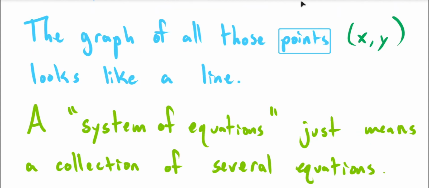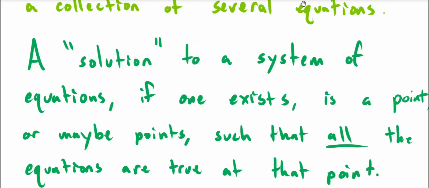Now, a system of equations just means a collection of several equations. In particular, we're going to be looking at systems of linear equations, so really we're just looking at collections of lines. Now, a solution to a system of equations, if there is one, is a point, or maybe several points, such that all of the equations are true at that point. So all of the equations will be satisfied by that particular point.